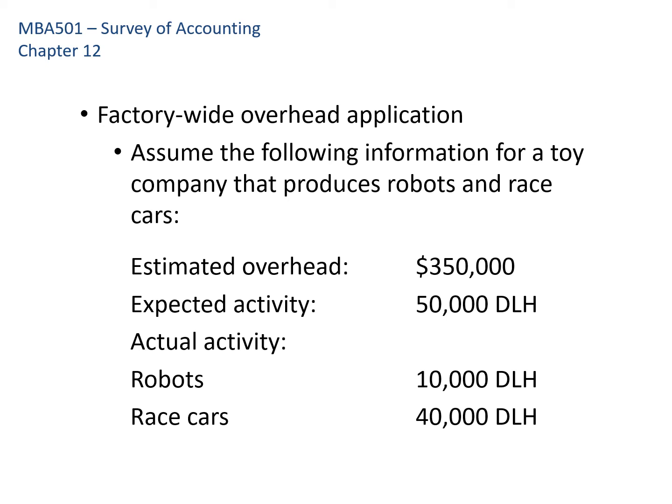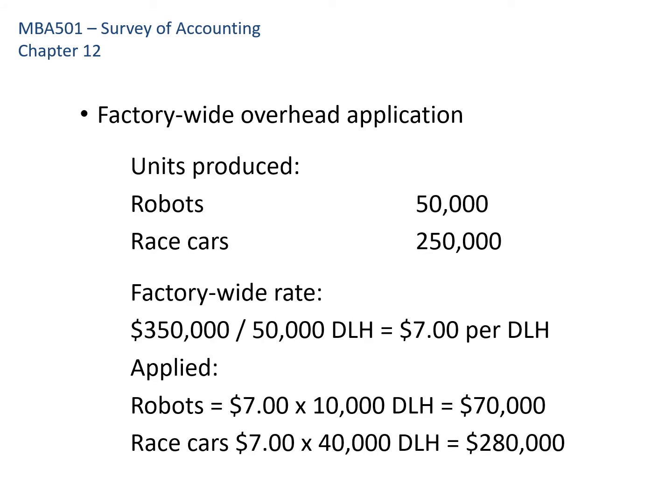The robots require 10,000 direct labor hours, race cars require 40,000 direct labor hours. So the race cars are more labor intensive. So as you can probably imagine, they're going to get more of the overhead. So in that case here, I produce 50,000 robots and I produce 250,000 race cars. So the factory-wide rate, I take my overhead of 350,000, I divide by the total number of direct labor hours, I get a predetermined overhead application rate of $7 per direct labor hour.